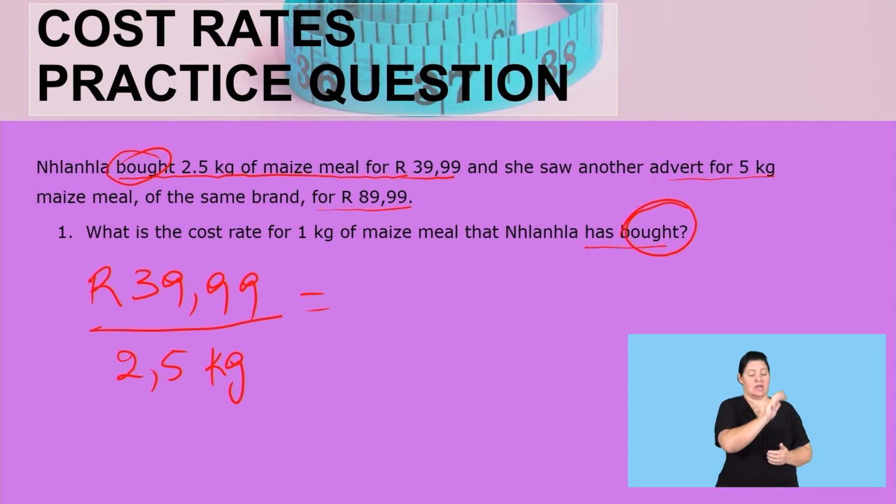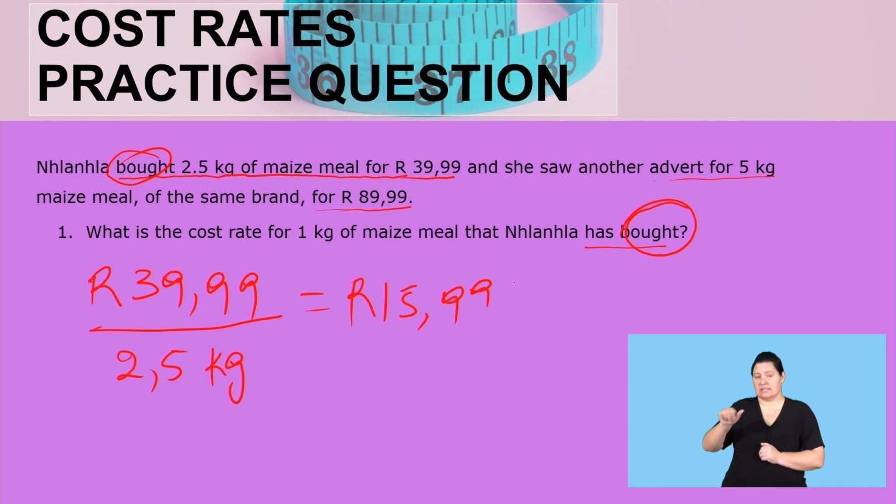So now let us calculate the cost rate. We are going to say 39 rand. I hope you are pressing the calculator with me. 39.99, and then we divide it by 2.5. So the cost rate that we are having is then 15 rand 9.996 per kilogram.